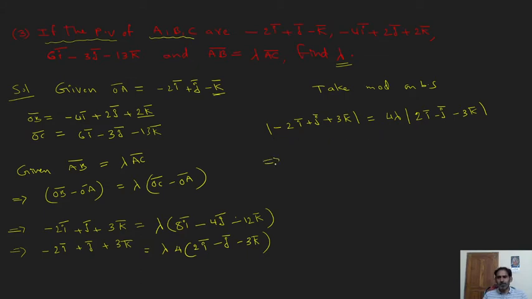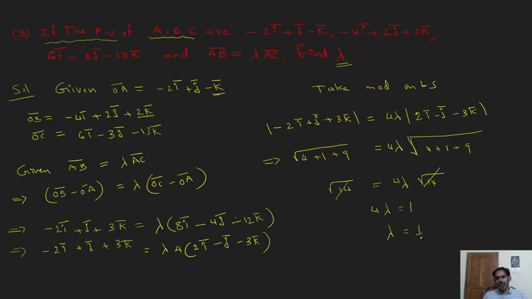That implies square root of minus 2 whole square 4 plus 1 plus 9 equals 4 lambda into square root of 4 plus minus 1 whole square 1 plus minus 3 whole square 9. So this is root 14 equals 4 lambda into, and this is again root 14. So root 14 gets cancelled. So 4 lambda equals 1, lambda equals 1 by 4.